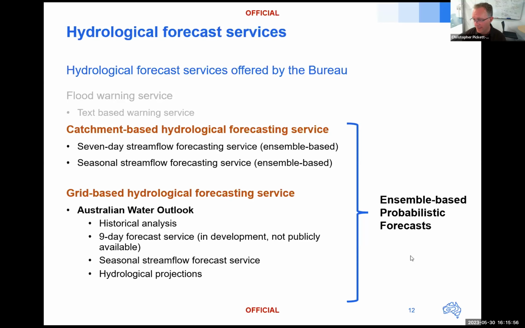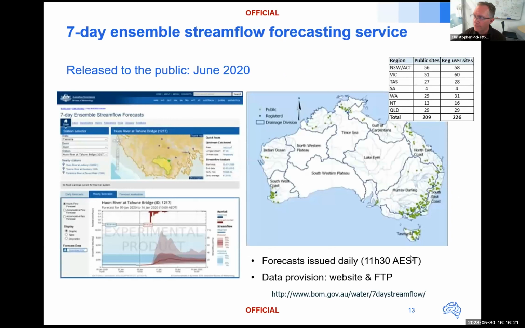That means they're providing a range of likely scenarios, or a range of outcomes that have equal probability, and generally that range is less than what you would expect from a more basic data set like historical climatology. Okay, so just briefly, this is a 7-day ensemble streamflow forecasting service.